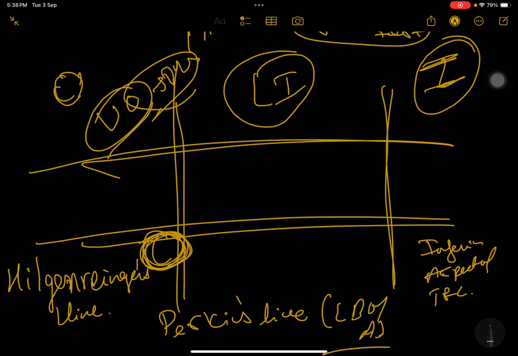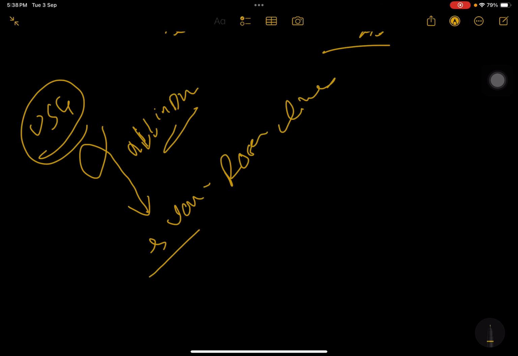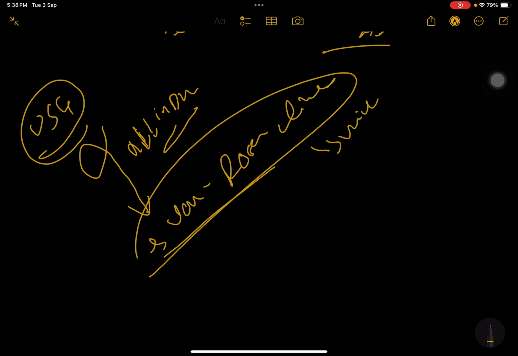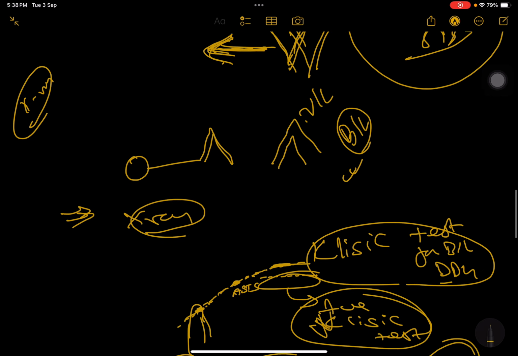Now we come to other parameters. You can also go for a USG, where you will see the alpha angle decreases. Alpha decreases in DDH. You don't need to understand much more from here. You can also go for a von Rosen view. This is actually a view in your X-ray. Just know the names. The important ones are Hilgenreiner's line and Perkins line.